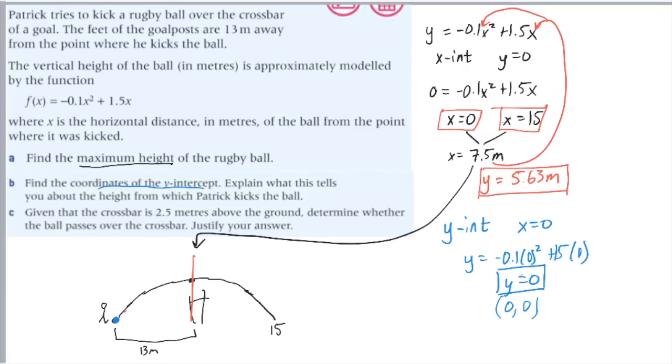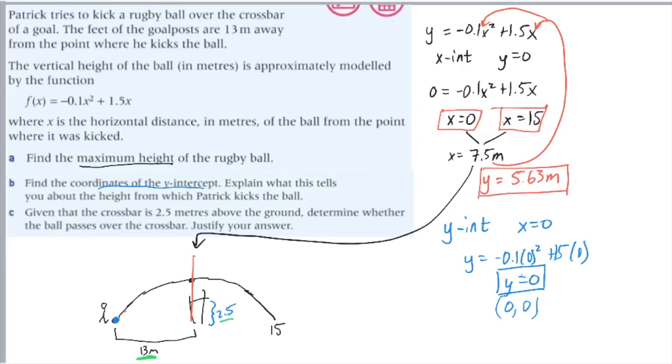Now the last question says, given that the crossbar is 2.5 meters above the ground, determine whether the ball passes over the crossbar. Justify your answer. So we're now finding that the crossbar is 2.5 meters above the ground. We also knew that that was 13 meters away. So can we figure out whether the ball goes over the top?